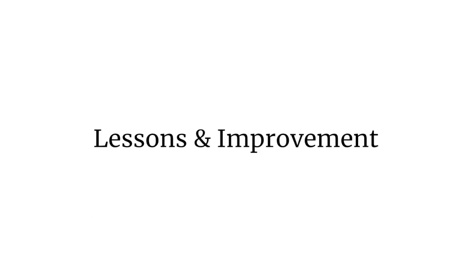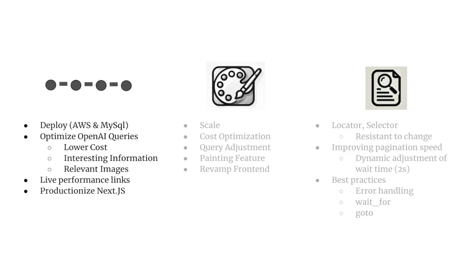Where can I improve? If I were to continue with Timelineo, it would be great to deploy the product with AWS and MySQL. I can also optimize OpenAI queries to lower the cost, provide more interesting information, and link to more relevant images. I'd also like to include live performance links on YouTube and productionize using Next.js.